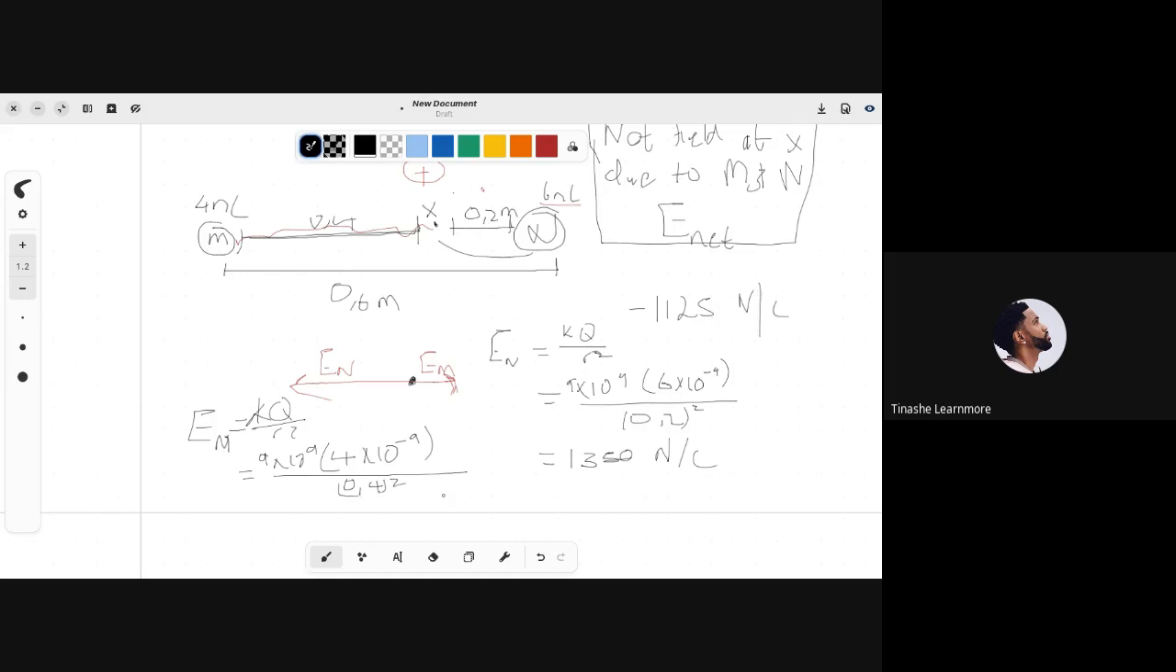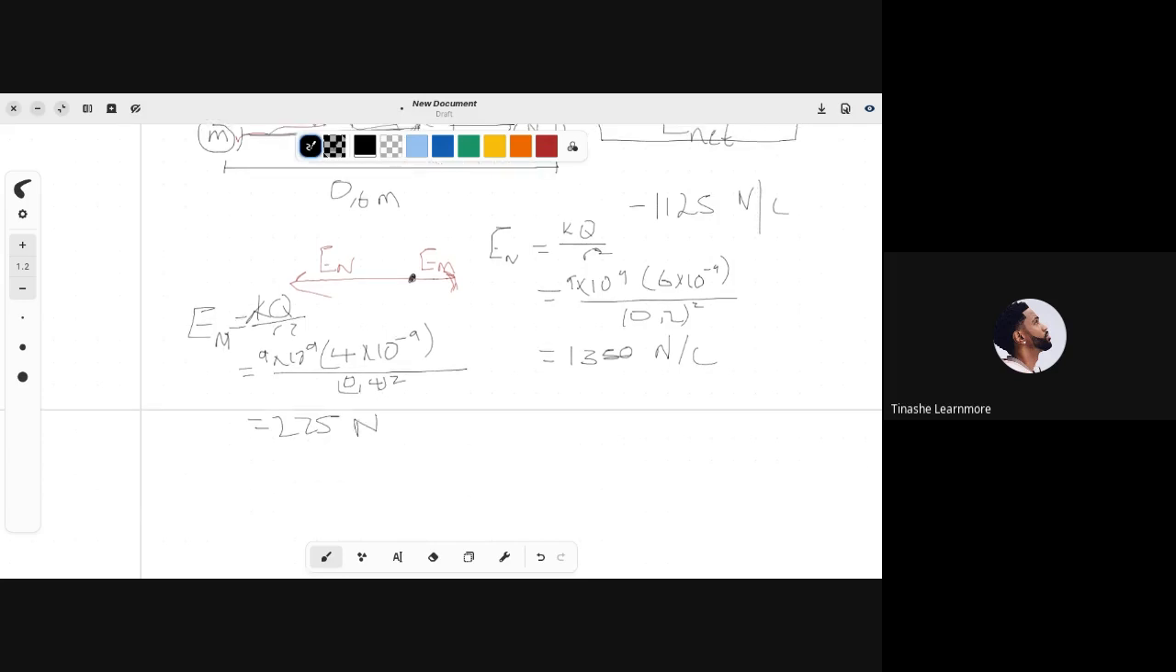So I'm going to then let the calculator do the work. So 9 times 10 to the ninth multiplied by 4 times 10 to the negative 9 over 0.4 squared. And for that, I get 225 newtons per coulomb.